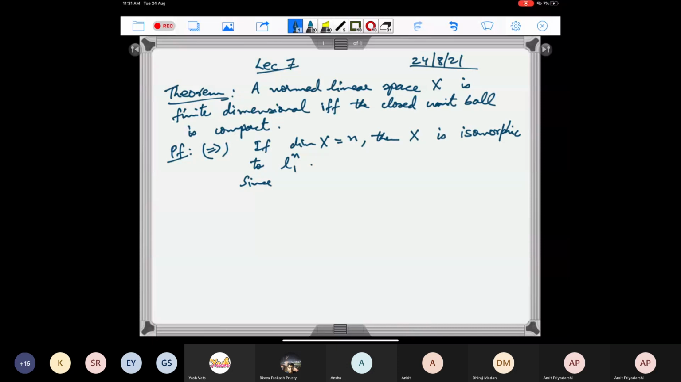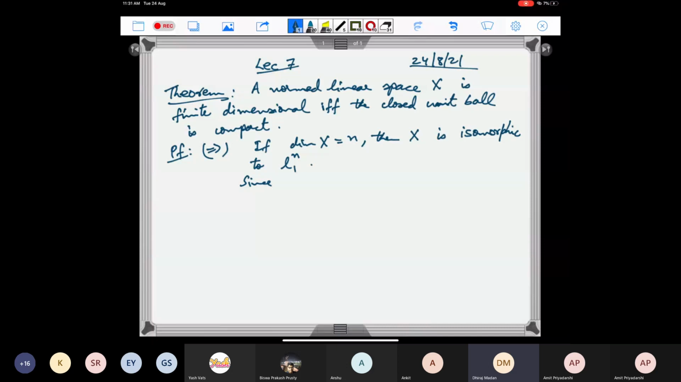So we have T of this ball is compact, and this will imply that B, which is equal to T inverse of TB, this is compact. Right, because we know that this T is an isomorphism, so it is continuous, and T inverse is also continuous. So that is one part.